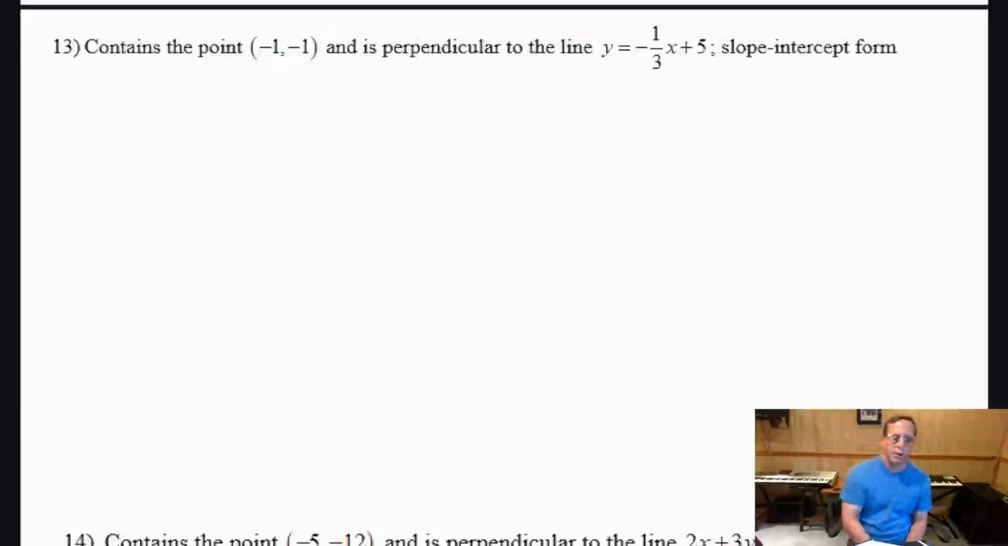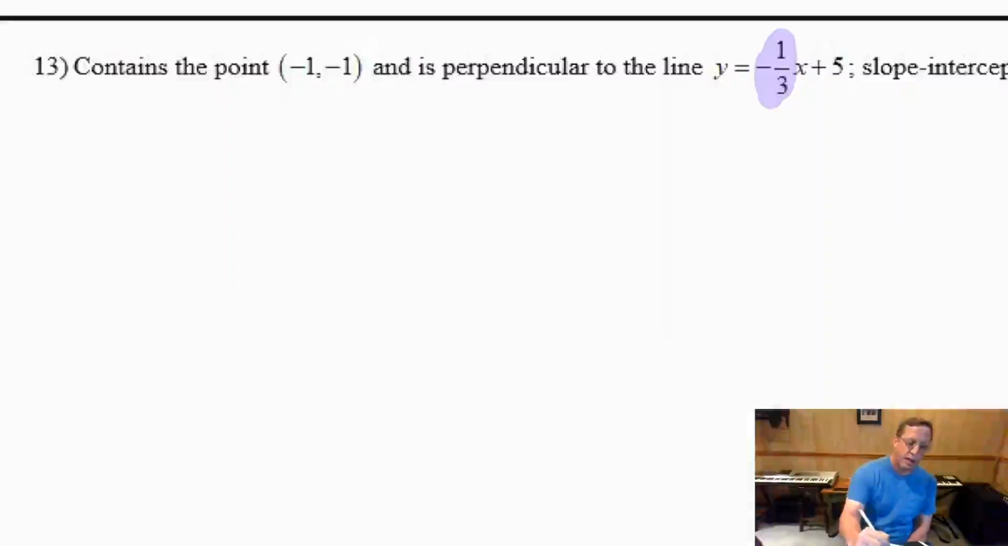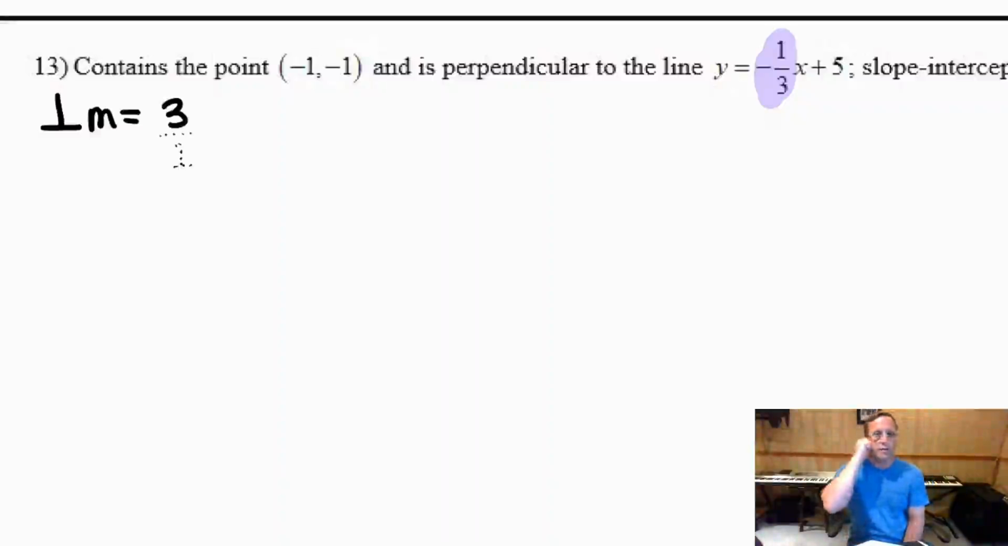So we want to do perpendicular. Now we know perpendicular has an opposite. They have opposite signs and they're reciprocals of each other. So for this one, we've got a slope of negative 1/3. So the opposite reciprocal of that is going to be positive 3. I mean, it's really 3 over 1. You don't need to necessarily show that, but it's just 3, because the opposite of negative is positive, and when you flip 1/3, it becomes 3.